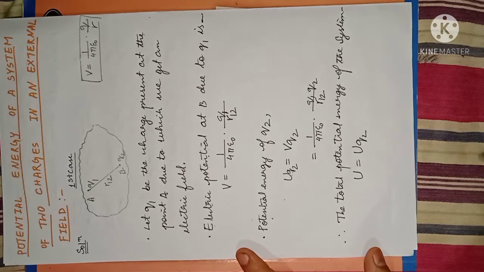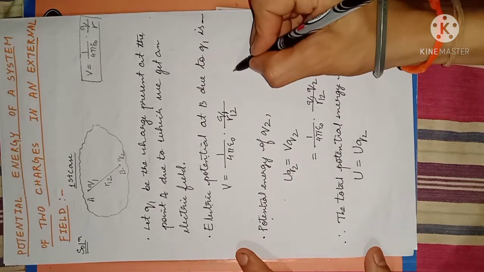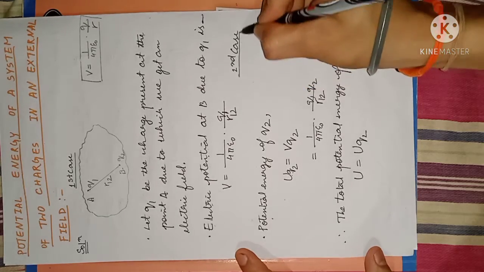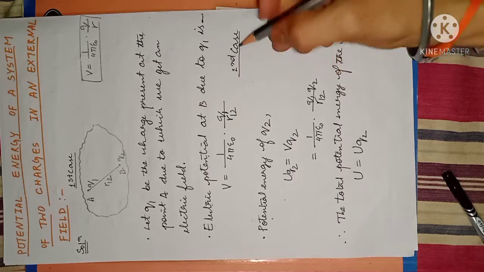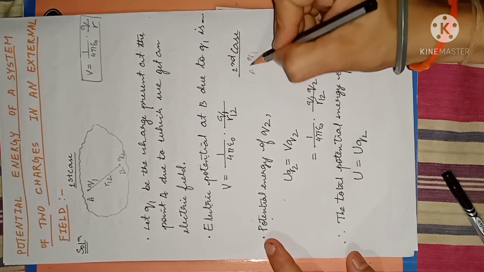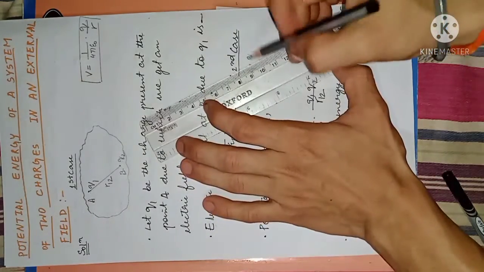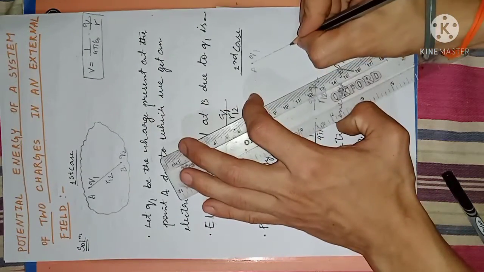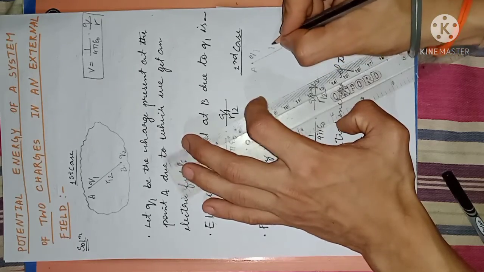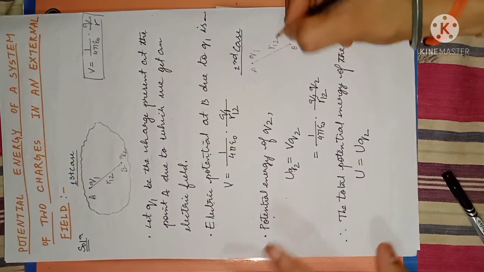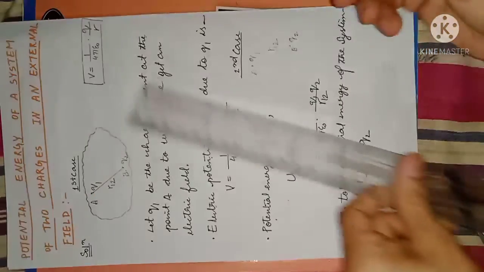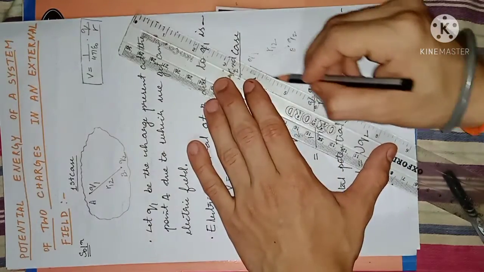Now look here. We need to consider the second case now. Since we know that this is the point A of charge Q1 and another point is drawn here with charge Q2 at point B, and the distance between them is R12. And now we need to consider another charge. Let the other charge be Q3.